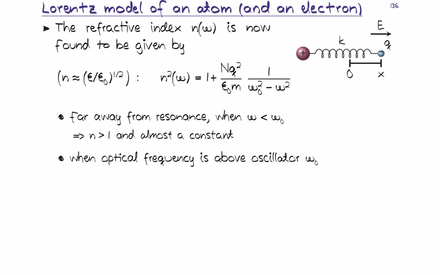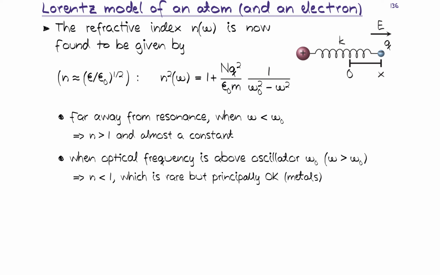When the optical frequency is above this oscillator resonance frequency omega naught, so mathematically when omega is larger than omega naught, the refractive index would be smaller than unity, and in some cases this is what seems to be the case, especially with metals near their resonance frequencies. In principle this is okay. We are not breaking any laws of physics here, but the light doesn't really like to propagate inside such materials. Metals would be the case, and UV wavelengths would be the wavelengths of interest if you wanted to see this kind of physics.